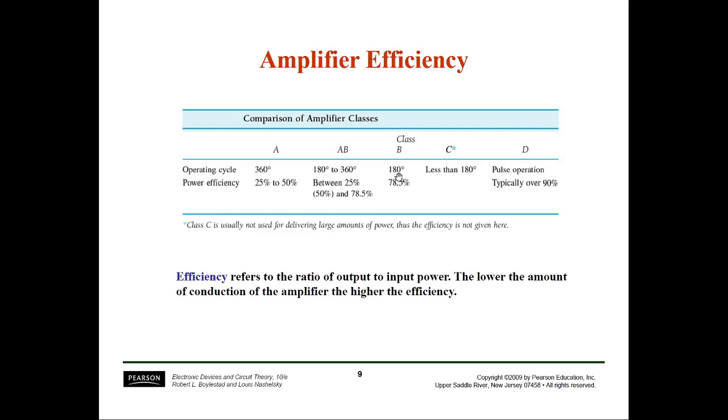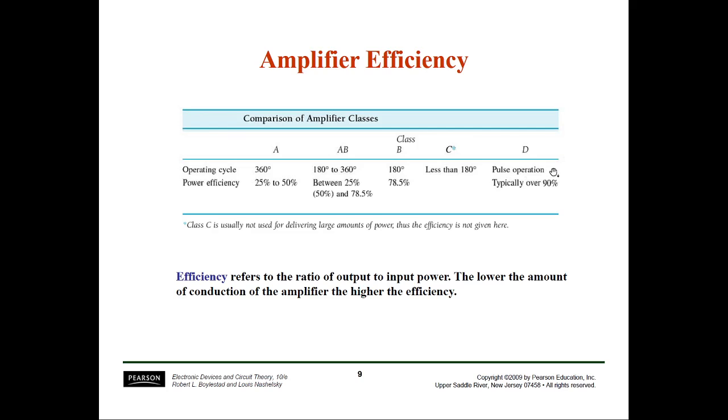In class B, sorry, the conduction is 180 degrees and you will find the highest efficiency, that is 78.5%, as compared to class A, class AB, and class C. In the class C amplifier, the conduction is less than 180 degrees. Class C is not usually delivering a large amount of power, so efficiency is very low and not given here.